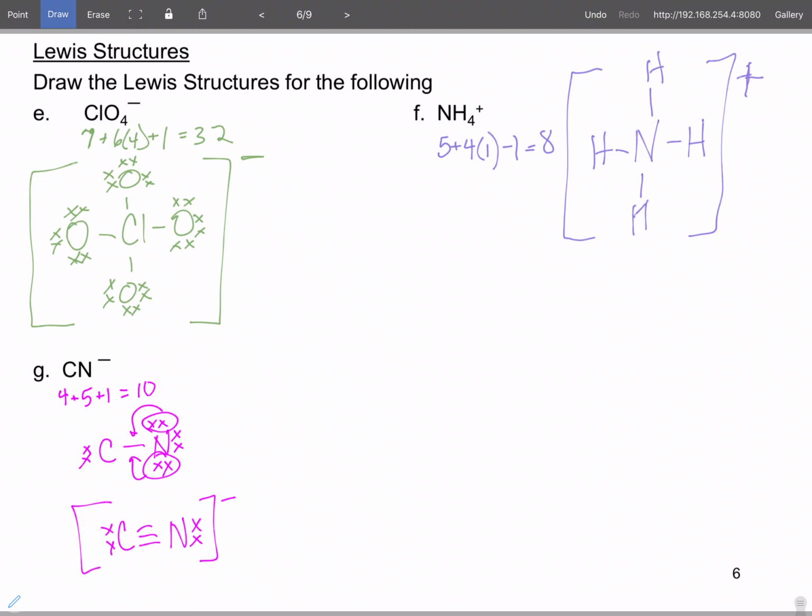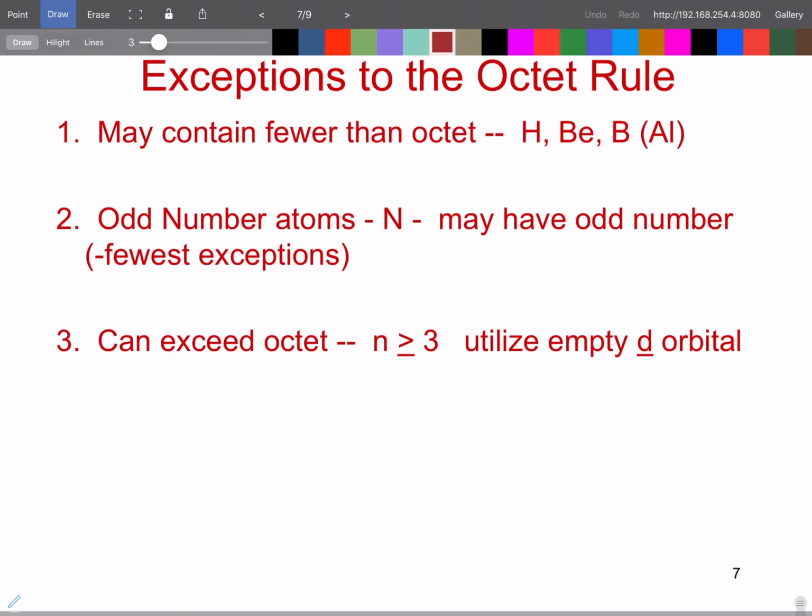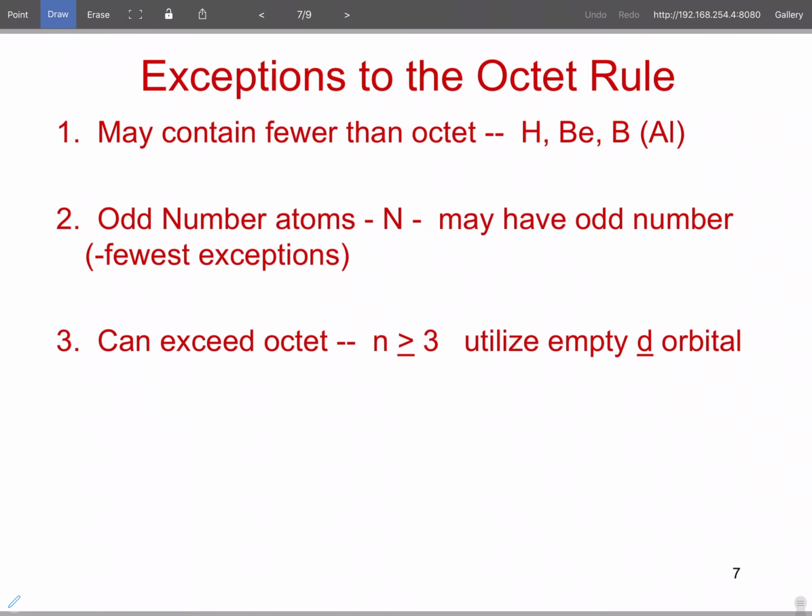And you're like, good. Life's good, right? Yeah, life's good, but we have exceptions to the octet rule. There are only 3 exceptions, and the third one's actually the biggest class, but you encounter the first one a lot. These may contain fewer than an octet. Hydrogen has to have 2.